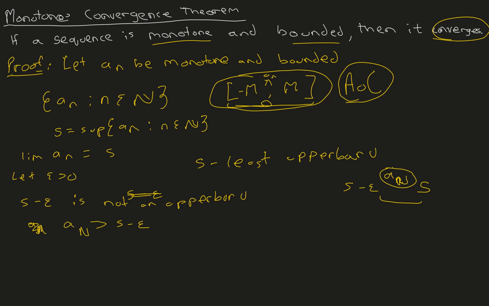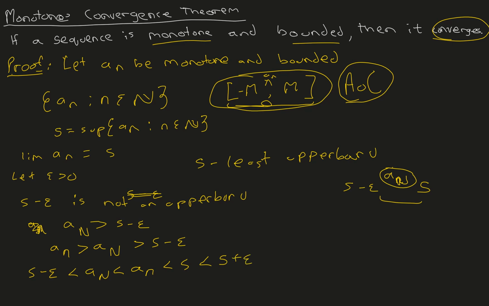And since this sequence is increasing, and the case for decreasing is done similarly, a_n is greater than or equal to a_N for n greater than or equal to N, and a_N is greater than s minus epsilon. So let me write this again: a_n, since the sequence is bounded by the supremum, all the sequence terms are less than or equal to s, which is our candidate limit, and this is less than, of course, s plus epsilon.